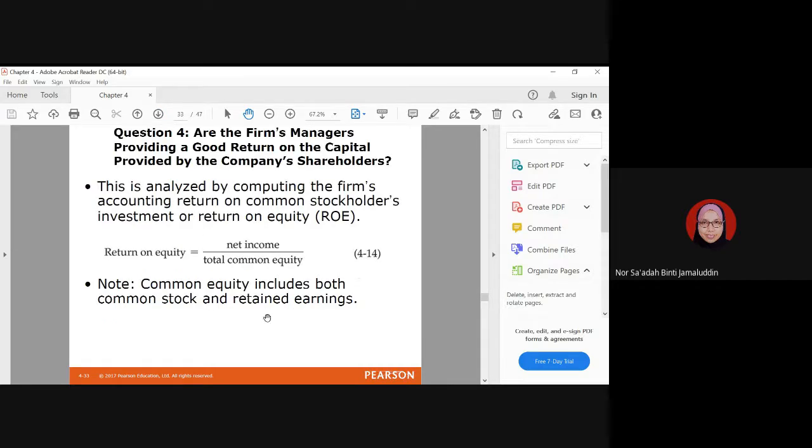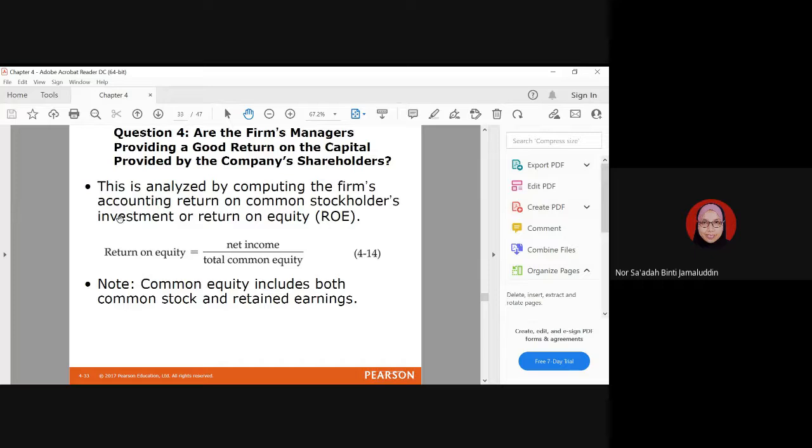This is question number 4. And are the firm's managers providing a good return on the capital provided by the company's shareholders? This is related to adakah pengurus syarikat mampu untuk bagi return yang bagus kepada company. Kalau kita nak melabur kan, so this part is related with our process to do the decision either to invest or not.